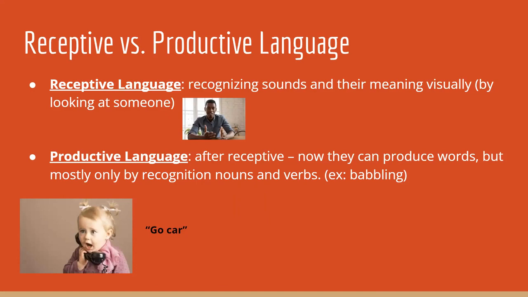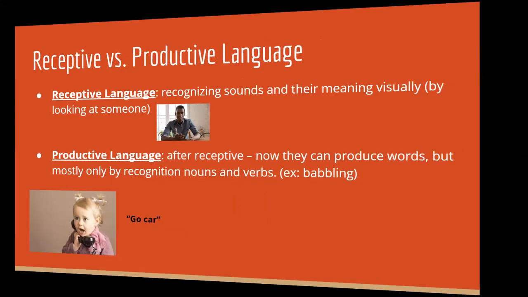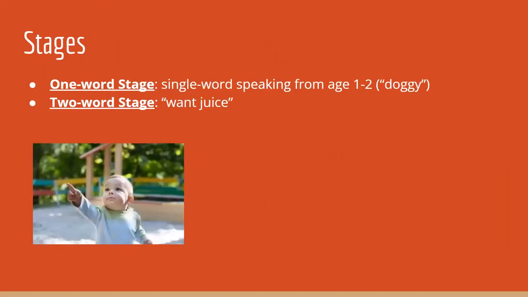If a kid says "go car," they're not saying "make the car go" or something. They're saying I want to go in the car. But all they can say is the noun and verb. And that's when we get to this: one word, two word stage. One word stage is just single word speaking. So they might say doggy, mommy, or something like that. But two word stage, that would say want juice. I want juice is what they mean.